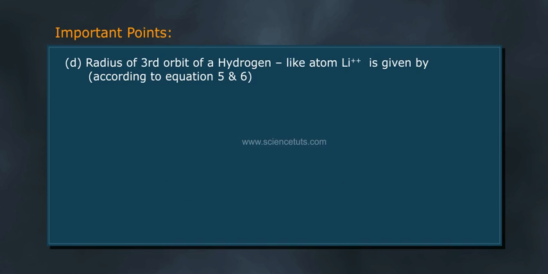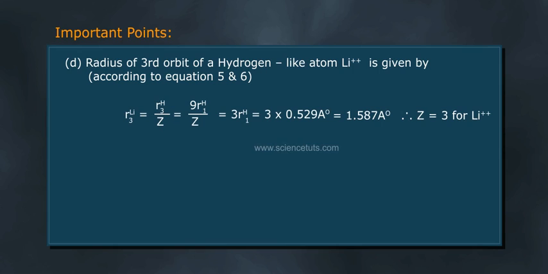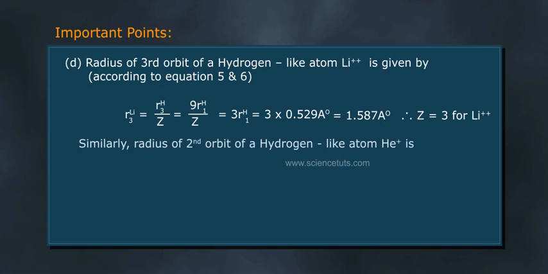D. The radius of the third orbit of a hydrogen-like atom, lithium 2+, is given by, according to equations 5 and 6, r3 lithium equals r3H by Z equals 9r1H by Z equals 3r1H equals 3 into 0.529 angstrom equals 1.587 angstrom, since Z equals 3 for lithium 2+.